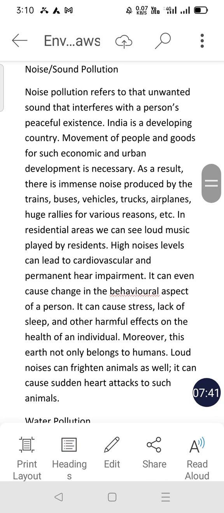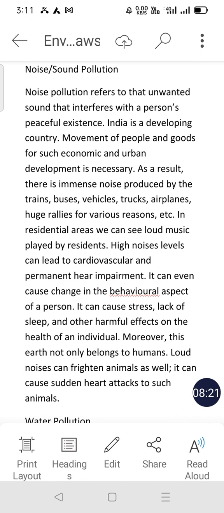Noise pollution refers to unwanted sound that interferes with a person's peaceful existence. India is a developing country. Movement of people and goods for such economic and urban development is necessary. As a result, there is immense noise produced by trains, buses, vehicles, trucks, airplanes, huge rallies for various reasons, etc.